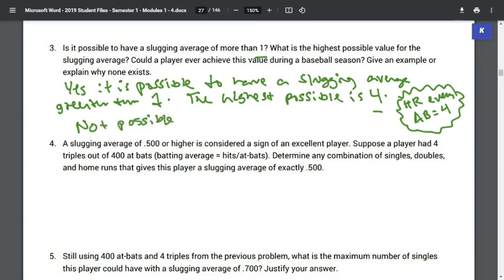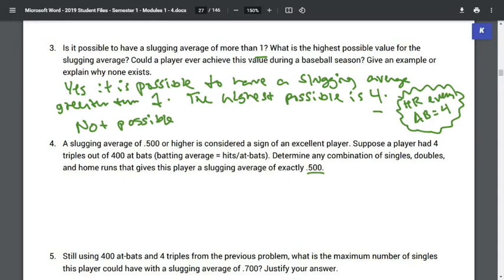Number 4 asks a good question. It says a slugging percentage of 0.5 or higher is considered a sign of an excellent player. Suppose the player has 4 triples out of 400 at-bats, and it wants us to determine any combination of singles, doubles, and home runs that will give a slugging percentage of at least 0.500.